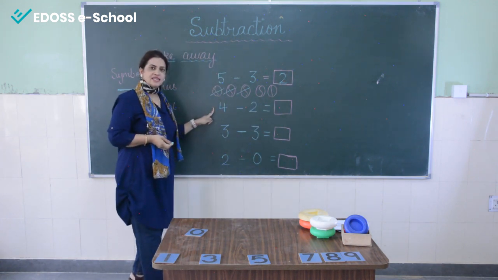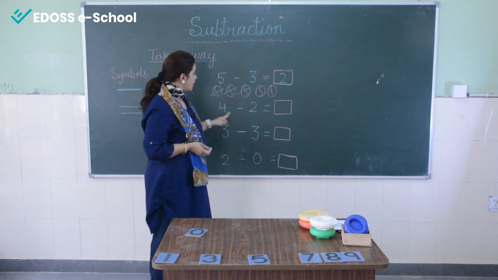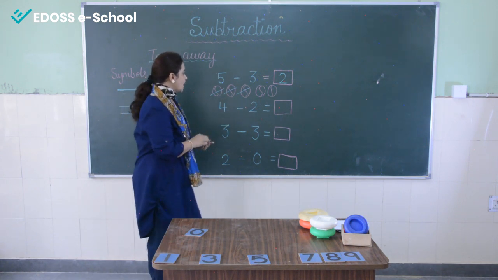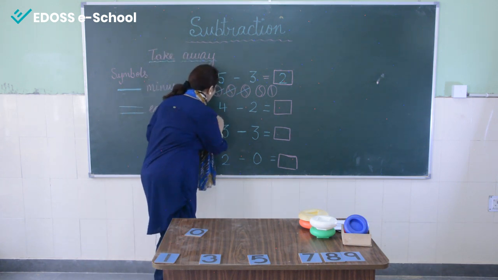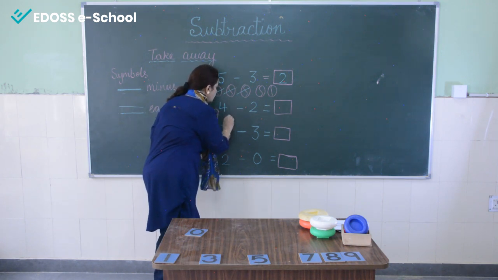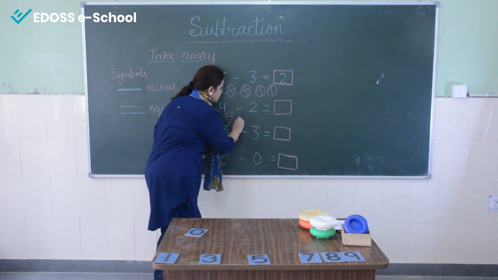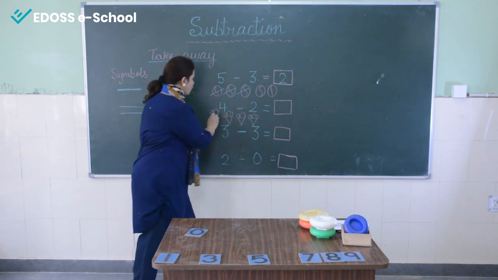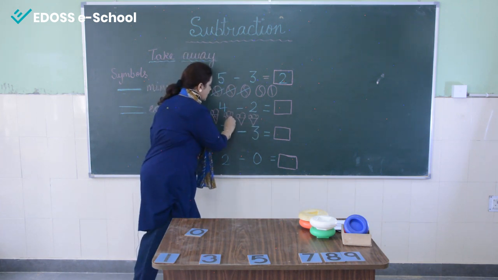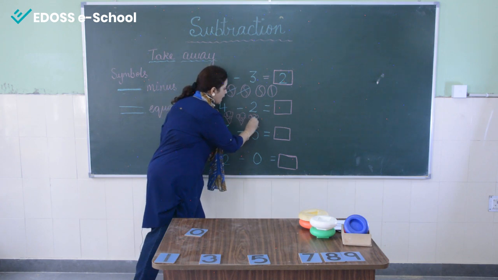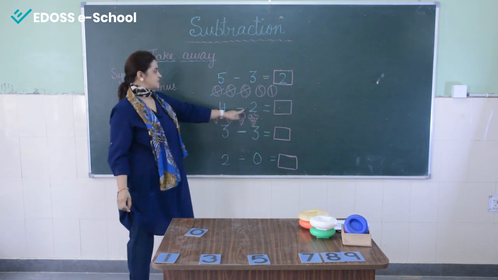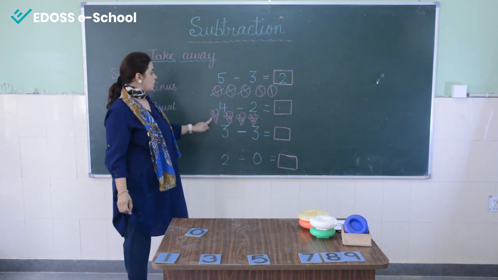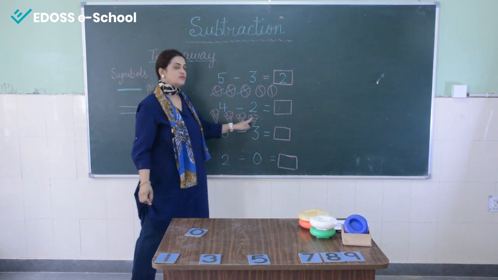Now let us see the next example. 4 minus 2. I am going to draw 4 ice creams. Do you like ice creams? I do love ice creams, and especially when it is hot outside. So I got 4 ice creams and I have to give away how many ice creams? 2. So 1, 2, 3 and 4.